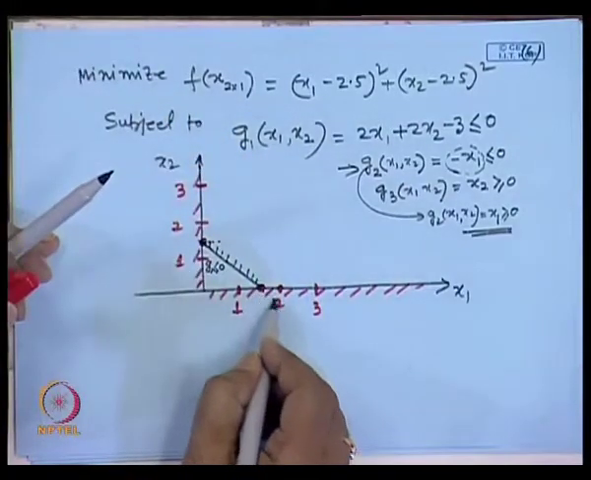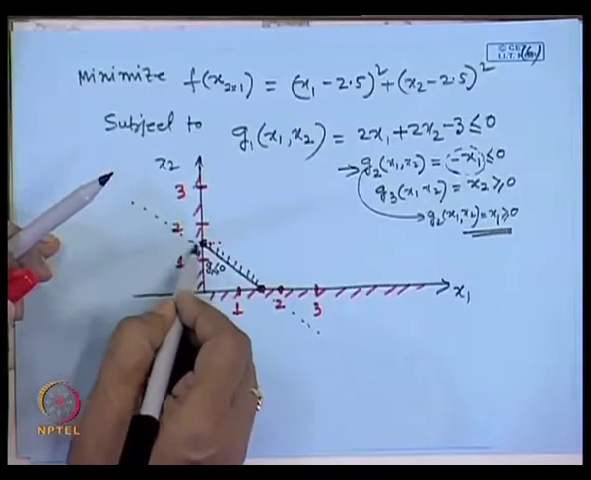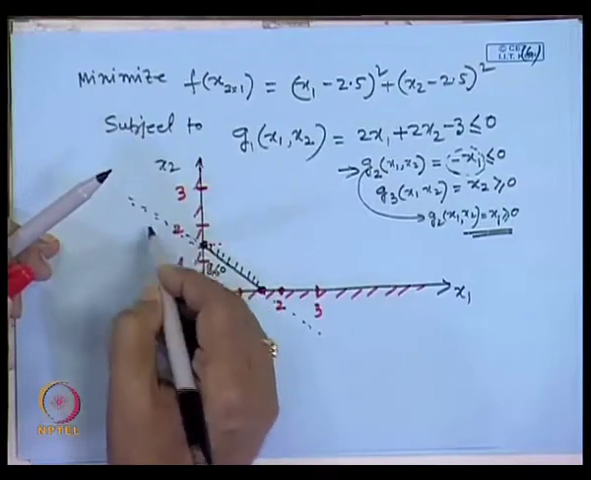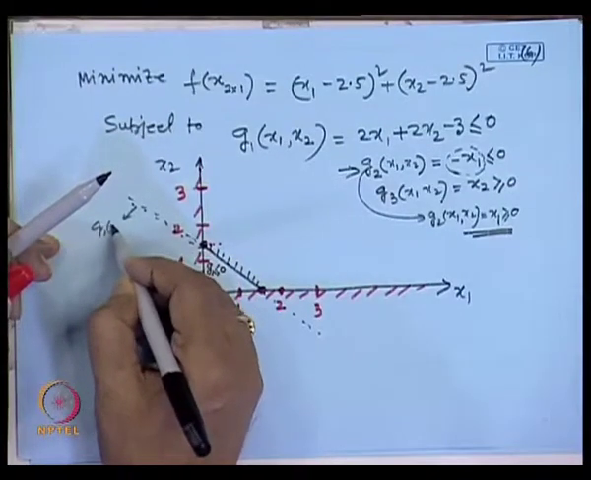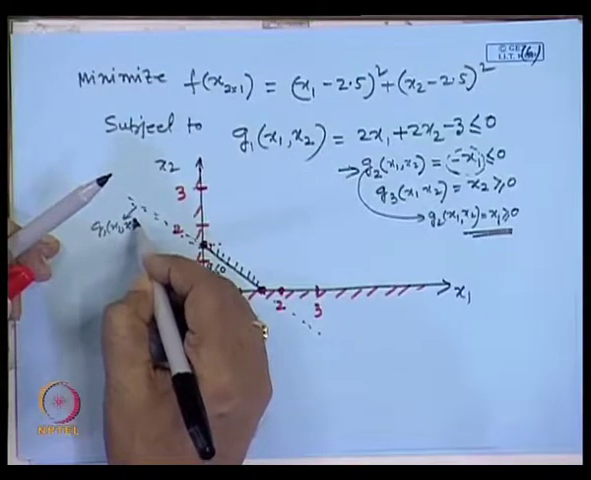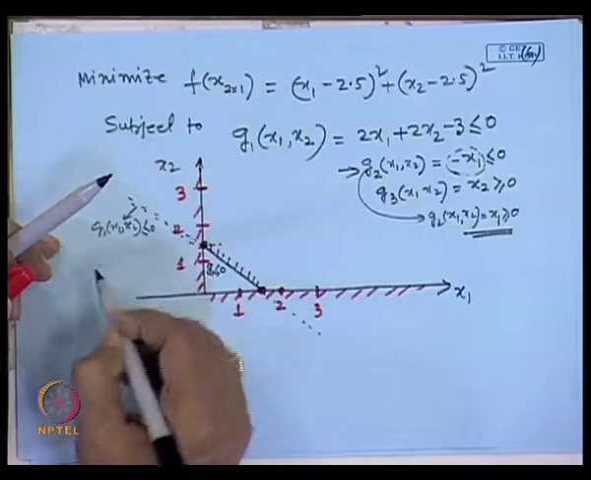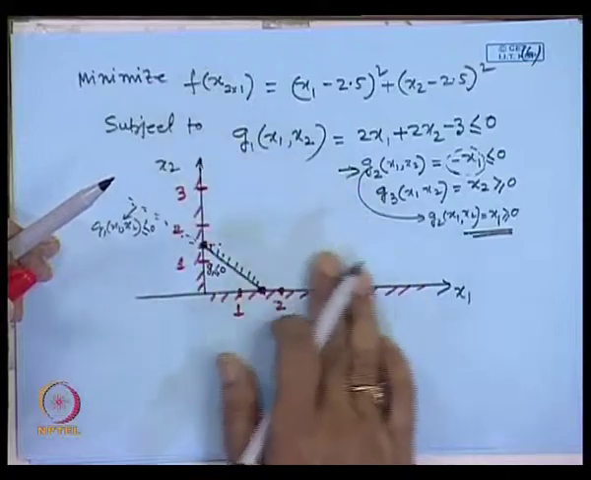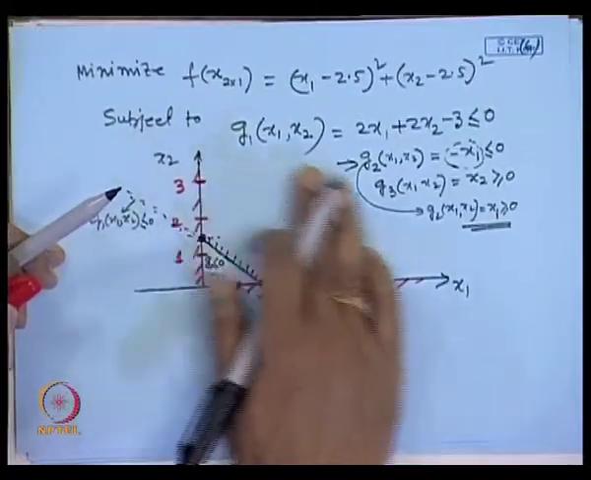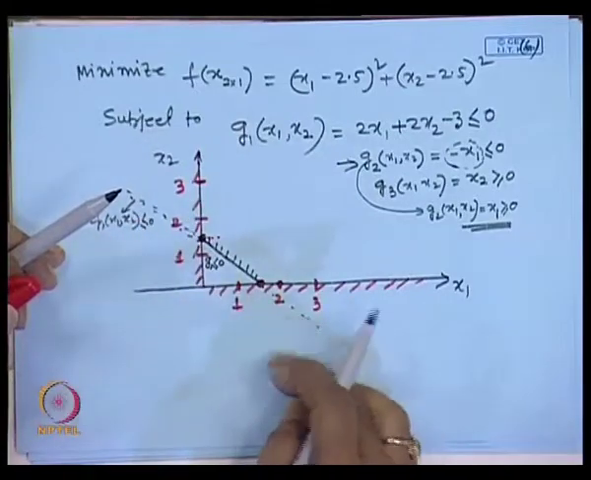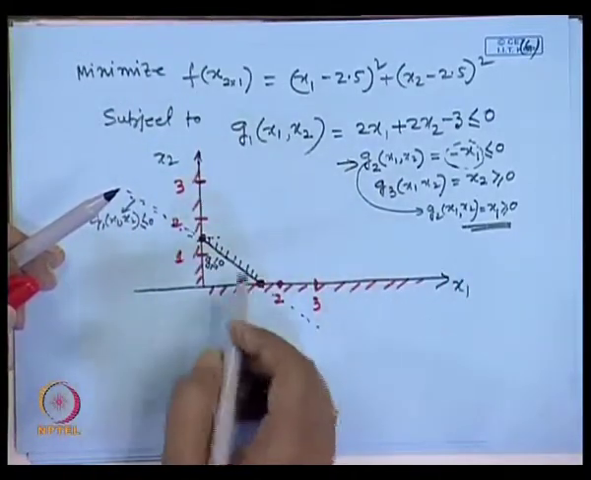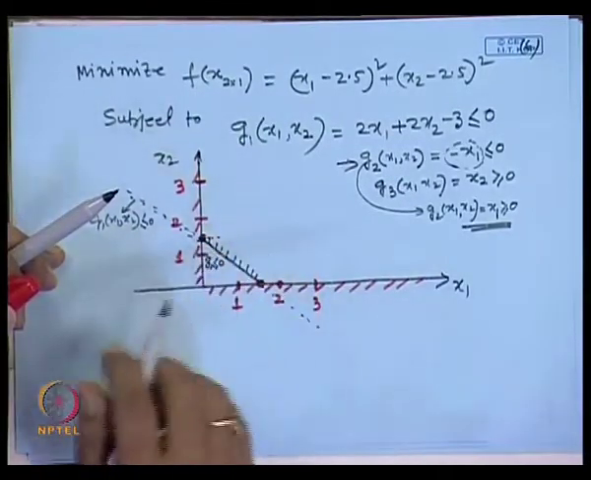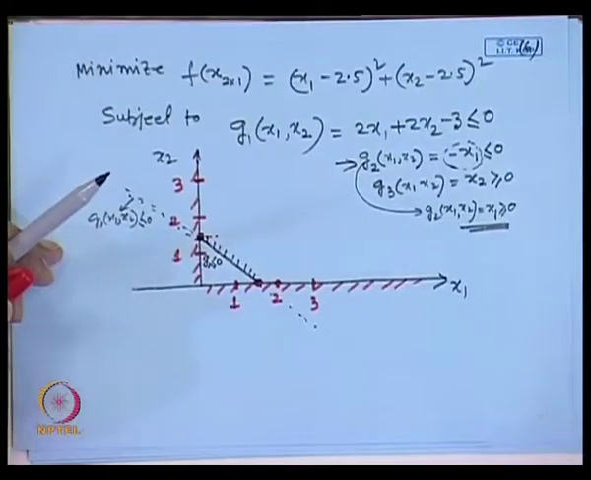If you extend the straight line, the whole region of G 1 of x 1 x 2 less than equal to 0 is either on the line or this side. But our G 2 and G 3 are telling that our design variables x 1 and x 2 lie in the first quadrant. So, we cannot go outside this first quadrant. Our design space or design variables must lie within this triangle. Agree?